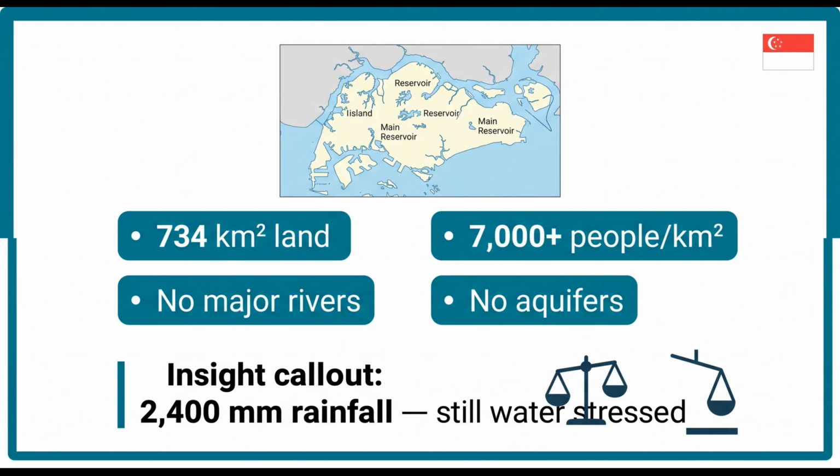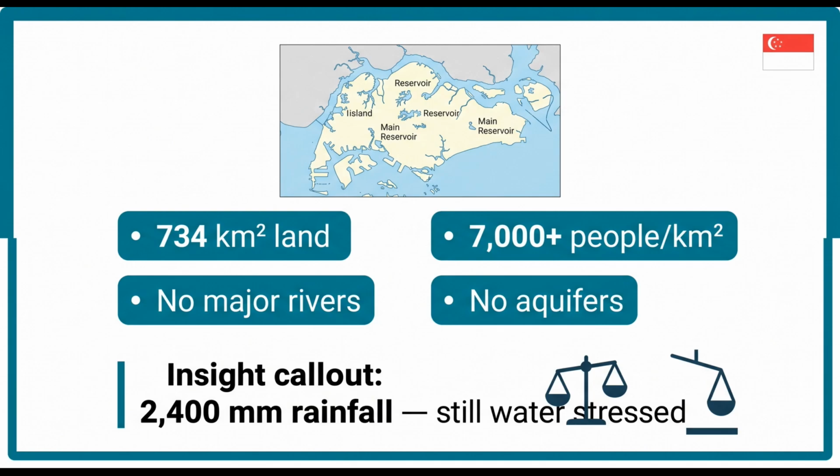Now, here is the most important geographical insight in this chapter. Look at the Singapore case on screen. Singapore receives approximately 2,400 millimeters of rainfall per year. To put that in perspective, London receives about 600 millimeters. Sydney receives about 1,200 millimeters. Singapore gets twice as much rain as Sydney, 4 times as much as London.